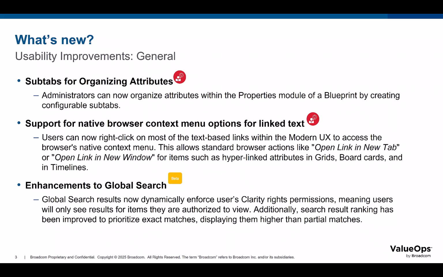Next, global search results now enforce user permissions, displaying only items that the user is authorized to view. Search ranking is also improved, prioritizing exact matches over partial matches.